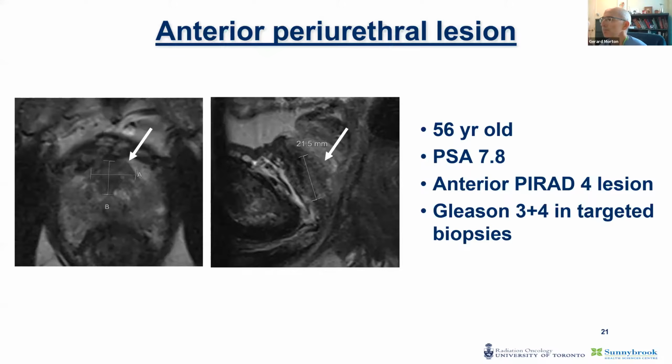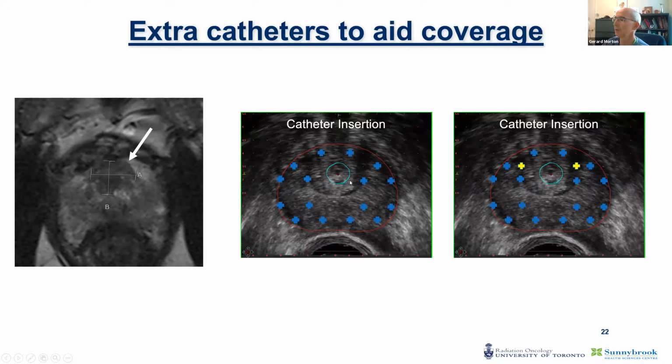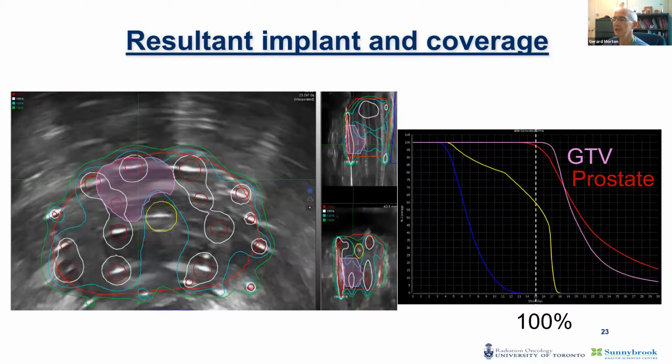Look at this patient. Another challenge can sometimes be anterior periurethral disease, where again there's a young man, 56 years old, who has a very anterior lesion wrapping very close to the urethra. Again, this can be challenging if we just use our standard distribution of catheters. Putting some extra catheters around where the disease is really going to assist us in getting good coverage. And this, again, will help us ensure that we've got good coverage of the GTV.